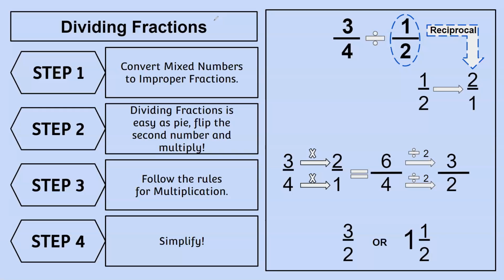So if you notice, I circled the 1/2. The 1/2 is what's going to flip because it's the second number. It's called the reciprocal. So we're going to flip it. And when we flip it, we can then turn it to a multiplication problem. So if you flip this, your new problem is 3/4 times 2/1. So 3 times 2 is 6, 4 times 1 is 4. This can divide by 2, and then we turned it back into a mixed number as well.